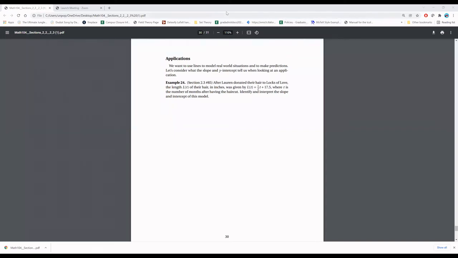So the ultimate goal of math for most people is to answer questions about real-world applications. So let's consider an application. After Lauren donated their hair to Locks of Love, the length, L of t, of their hair in inches was given by this function right here. L of t is equal to 1/2 t plus 17.5, where t is the number of months after having the haircut. Identify and interpret the slope and the intercept of this model.